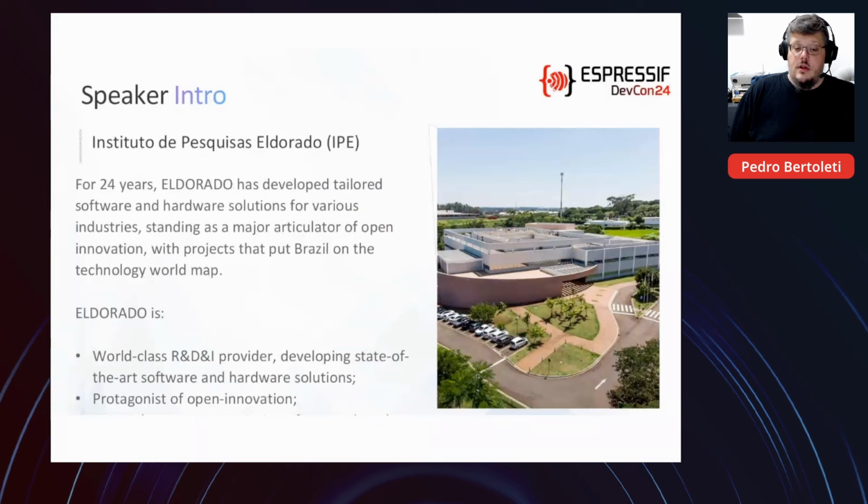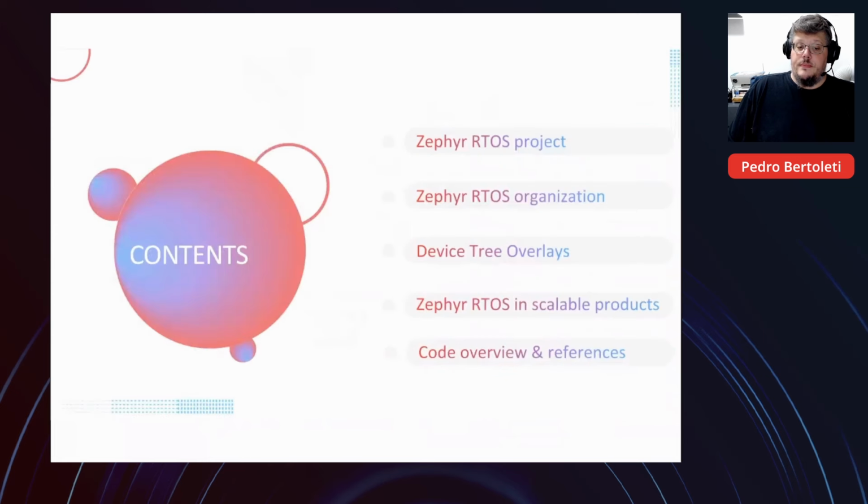For 24 years, Eldorado has developed tailored software and hardware solutions for various industries, standing as a major articulator of open innovation with projects that put Brazil on the technology roadmap. Eldorado is a world-class R&D and I provider developing state-of-the-art software and hardware solutions. It's a protagonist of open innovation, is an ERTO member and partner of innovation hubs.